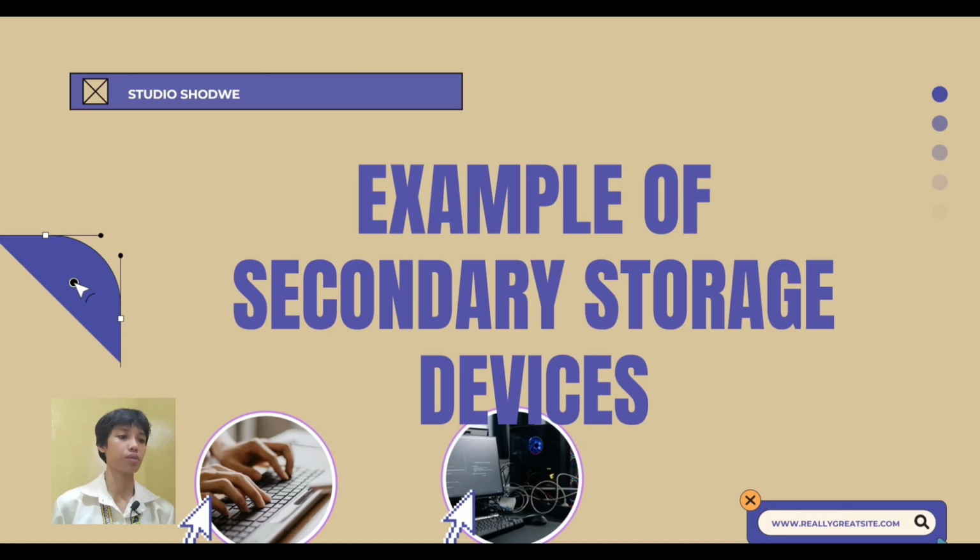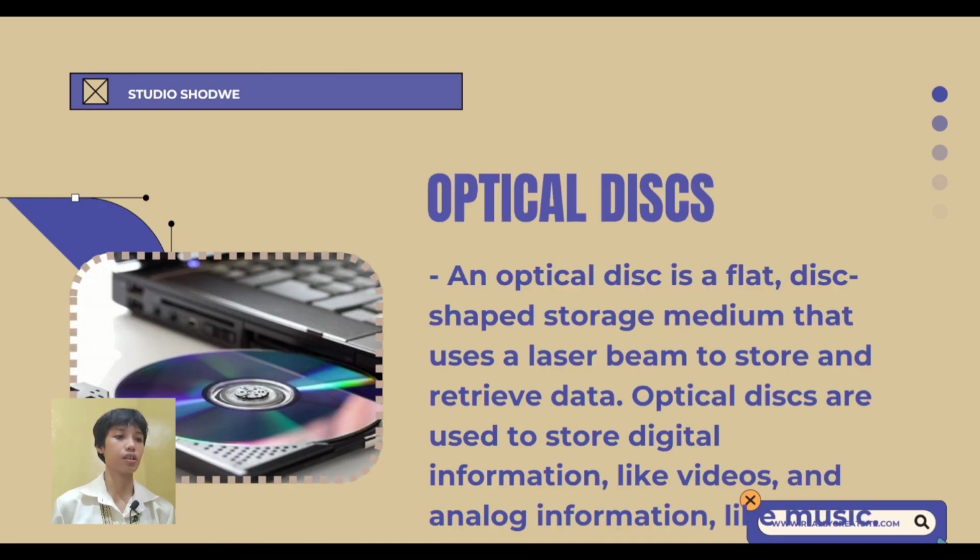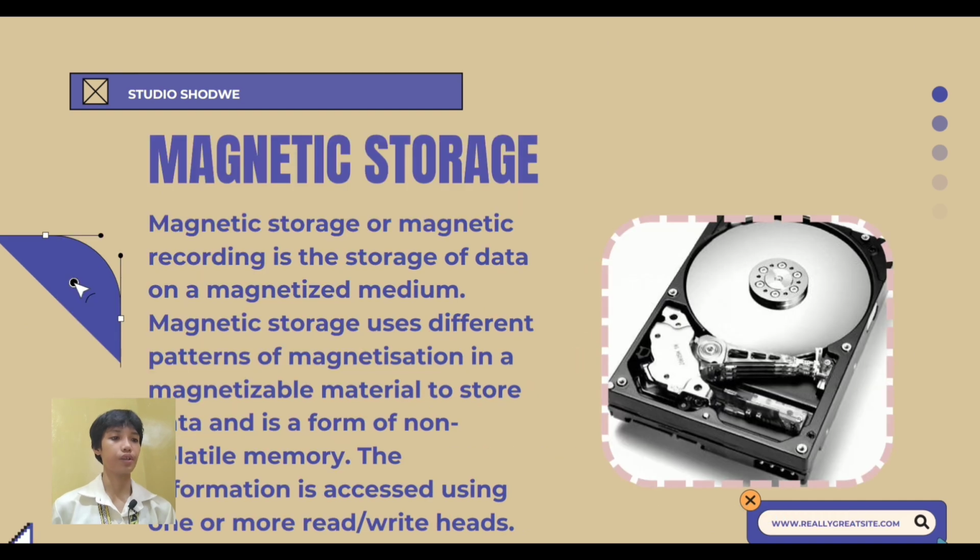Here are examples of secondary storage devices. Once again, we have the optical disc. It is a flat disc-shaped storage medium that uses a laser beam to store and retrieve data. Optical discs are used to store digital information like videos, analog information, and music. We have the magnetic storage. Magnetic storage or magnetic recording is the storage of data on a magnetized medium.